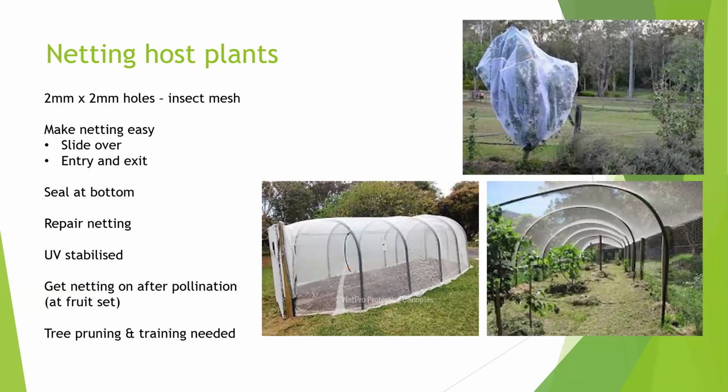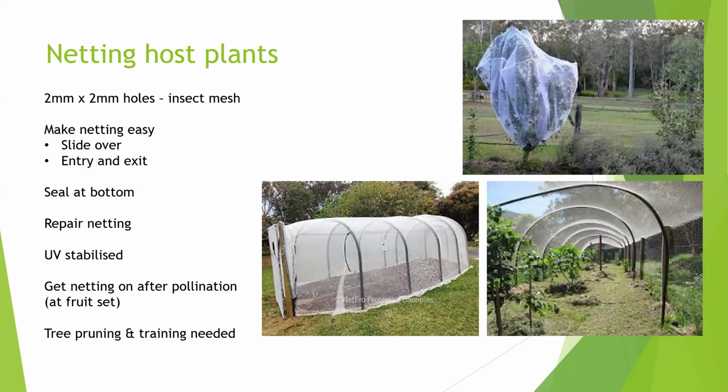Fruit fly netting needs to be sealed at the bottom. This can be done by sealing it to the ground, so long as the ground underneath is clear of fruit fly pupae and larvae and all the rest of it. Or it might be done by tying the netting securely to the base of the tree. Again, making sure there's no fruit fly within the tree area first.